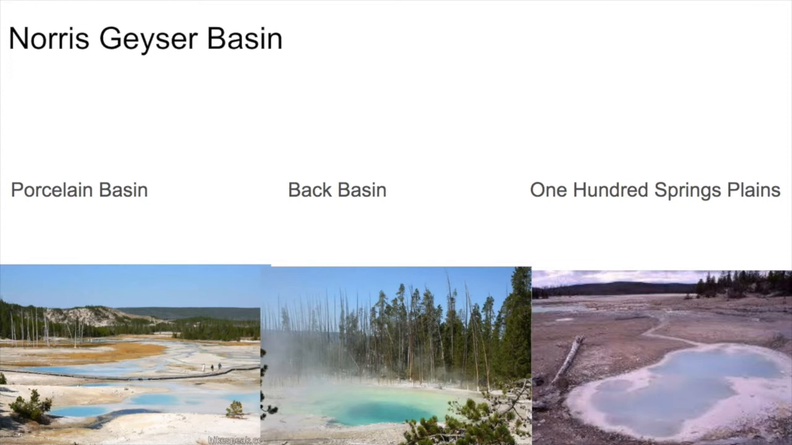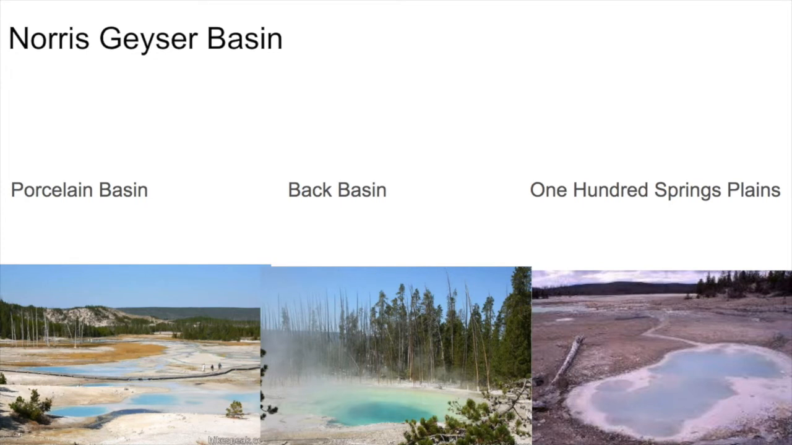100 Springs Plain. The Porcelain Basin is covered in silica sinter, which is brought to the surface by hot water. This mineral forms a sheet across the area. If a hot spring is covered by the mineral, the built-up water will not be able to escape, so the pressure will force the water to find a weaker area to escape from.